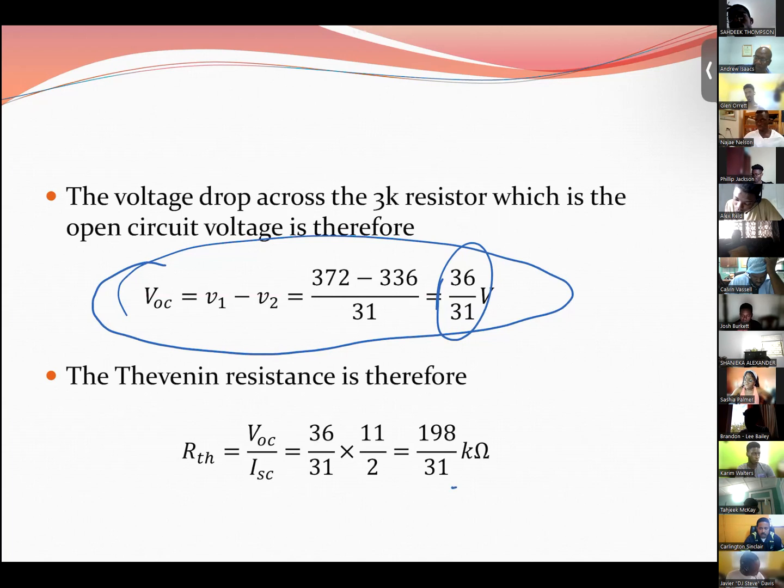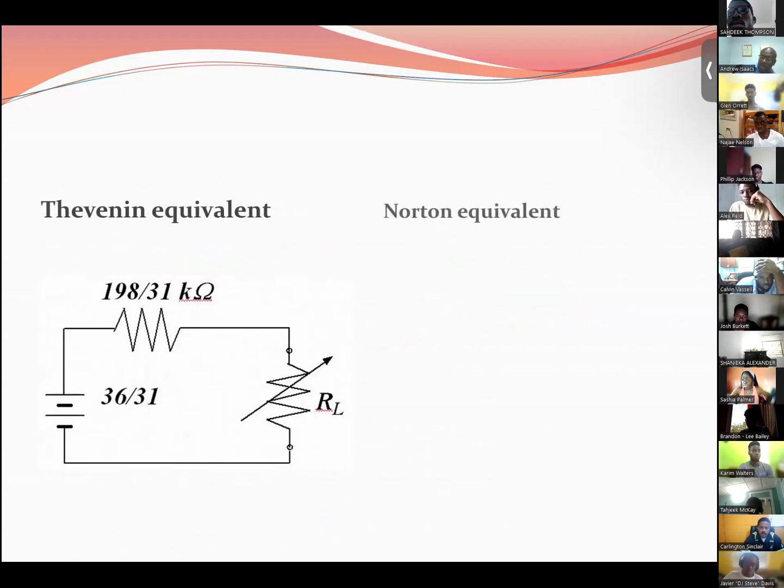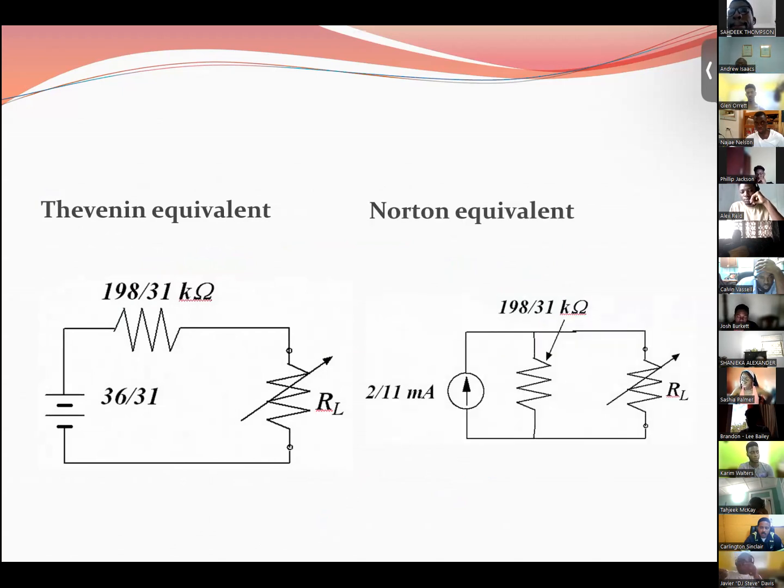Now that I have the Thevenin resistance, of course, you know that the open circuit voltage is the Thevenin voltage, so this is equal to E Thevenin. And the short circuit current is I Norton. It means I now have both the Norton and the Thevenin equivalent circuits.